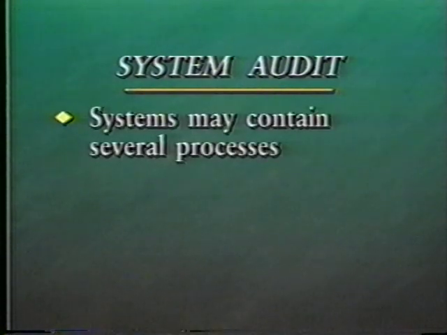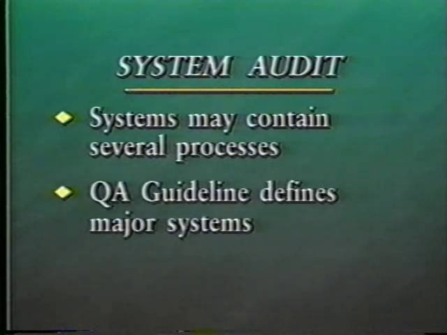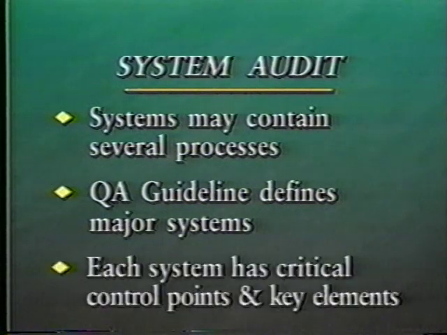First is a system audit. A total system can be made up of several processes. The scope of this audit examines all aspects of the system. The QA guideline describes the major systems for blood establishment operations: donor suitability, blood collections, testing, and so on. Each major system is comprised of critical control points and key elements that define the conditions necessary for successful performance of the system. A second type of audit is a focused audit.